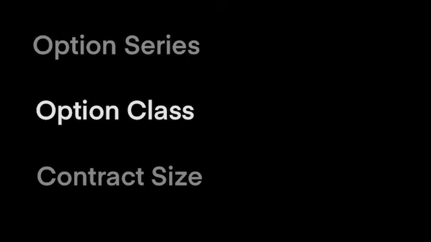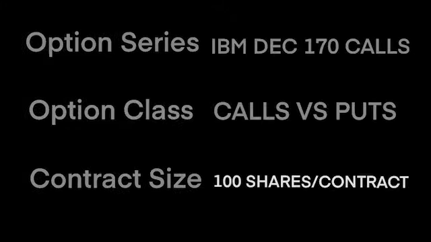Okay, so before we begin, I'm gonna talk about some terminology that you're gonna need to understand. The first one is option series, option class, and contract size. All calls or puts of the same class, the same expiration month, and the same strike price are called an option series. For example, the IBM December 170 calls are a series. Option class means a group of options that represent the same underlying. Buying one contract usually gives the holder the right to buy or sell 100 shares. This number is referred to as the contract size.